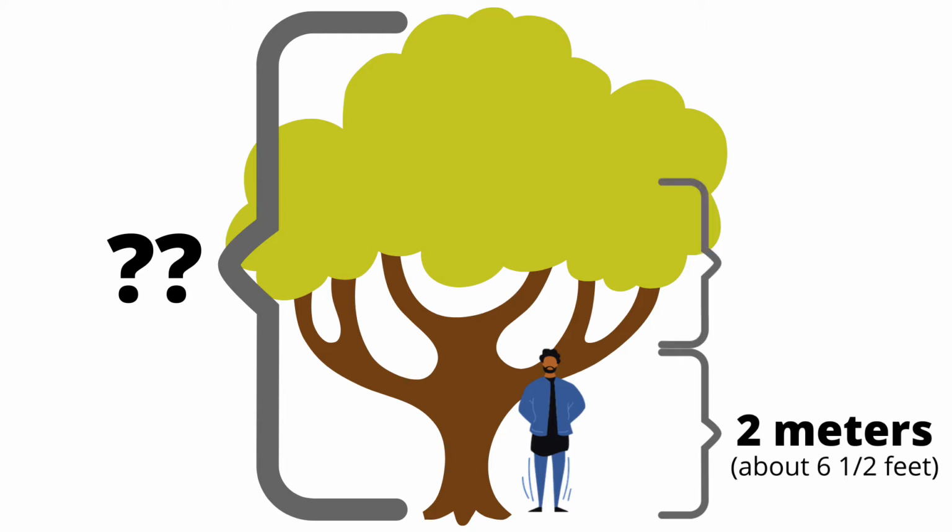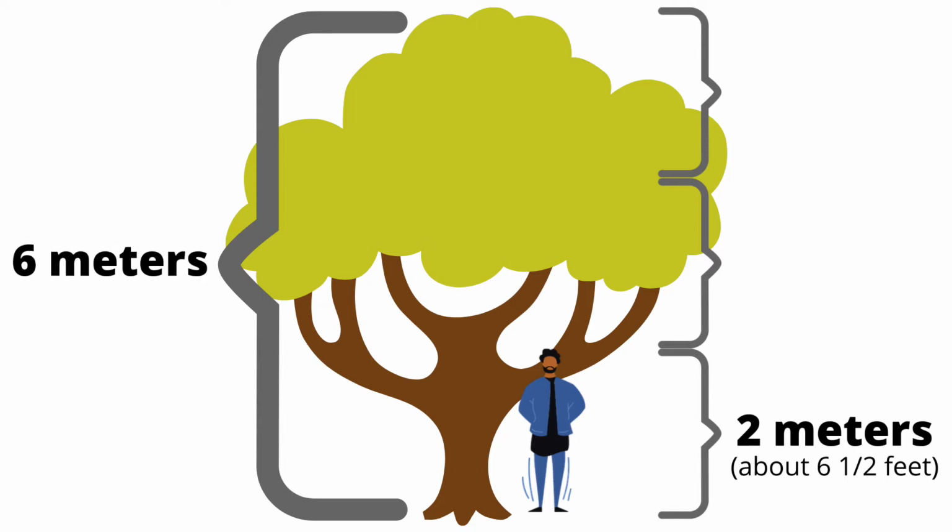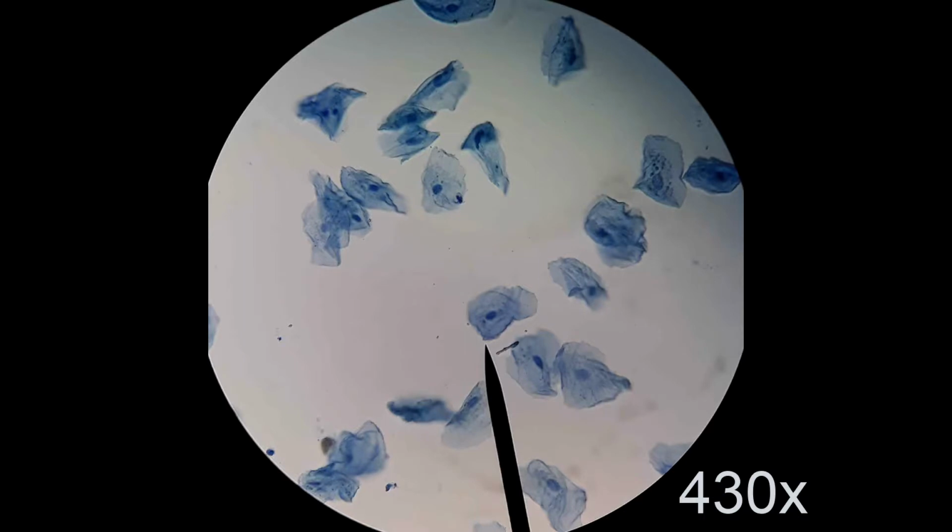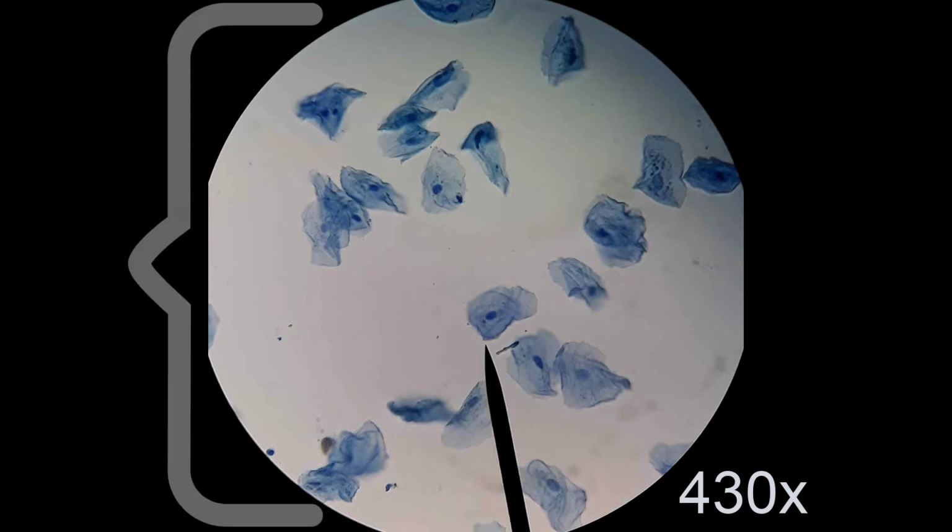If we imagine stacking 3 of him, then we can figure out that the tree must be about 6 meters tall or 20 feet. Now, we can use the same concept to measure things under the microscope, like these cheek cells shown at 430x magnification. All I need to know is how big the field of view is at 430x. And then we can measure the size of these cells by basically doing the process we use to measure the tree, but in reverse. So, how do we do that?